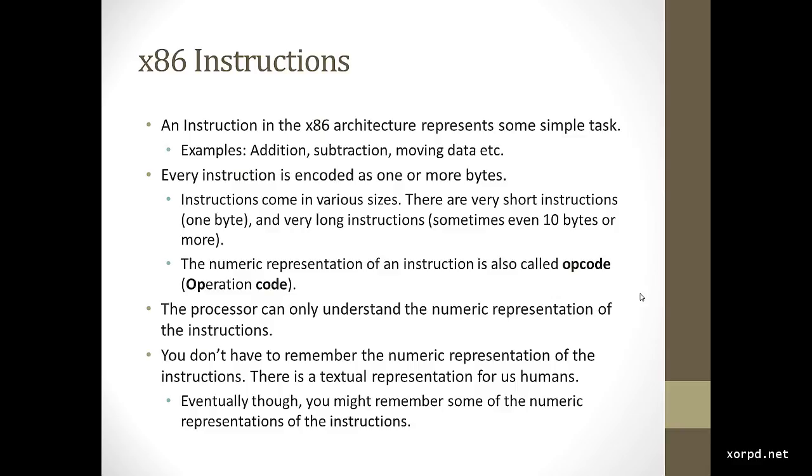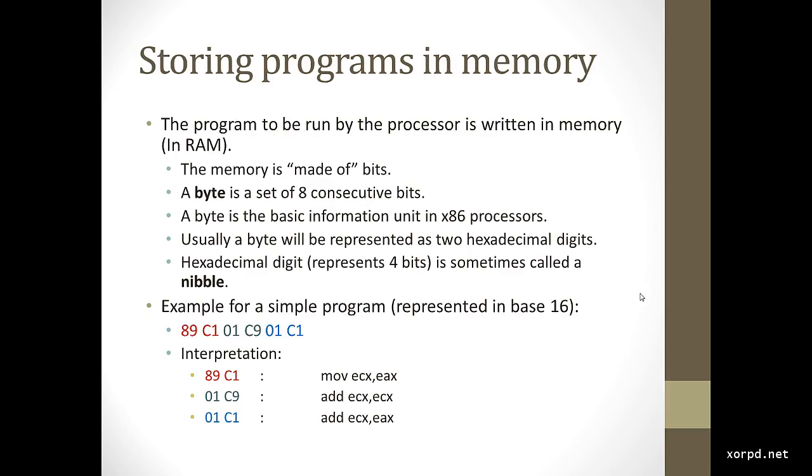The processor can only understand the numeric representation of the instructions. So for example, if we move back, this representation is much easier to read for me as a human being. But the processor is going to prefer this representation as numbers. The processor cannot read this. It doesn't have the capability of reading something like this. It can only understand numbers. So the processor is going to expect numbers as instructions.